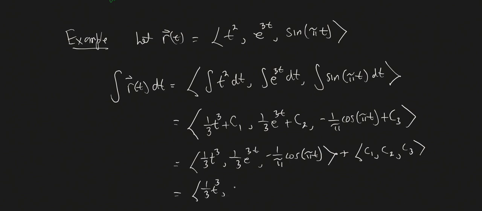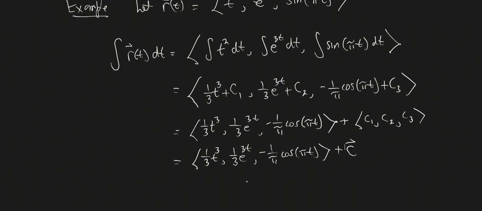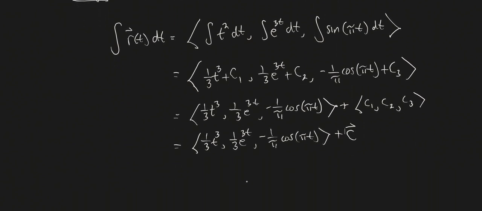So this is typically how you might see it written. You'll have your 1/3 t cubed, 1/3 e to the 3t, and negative 1 over pi cosine of pi t, and then plus your vector constant, right? Okay, so that's the antiderivative. Now let's say we had to integrate this from 0 to 1, right? So if we had to integrate from 0 to 1, then I'm going to go back through.